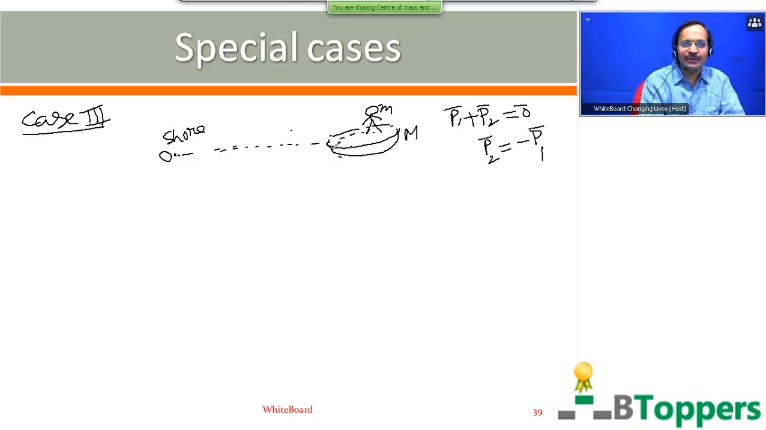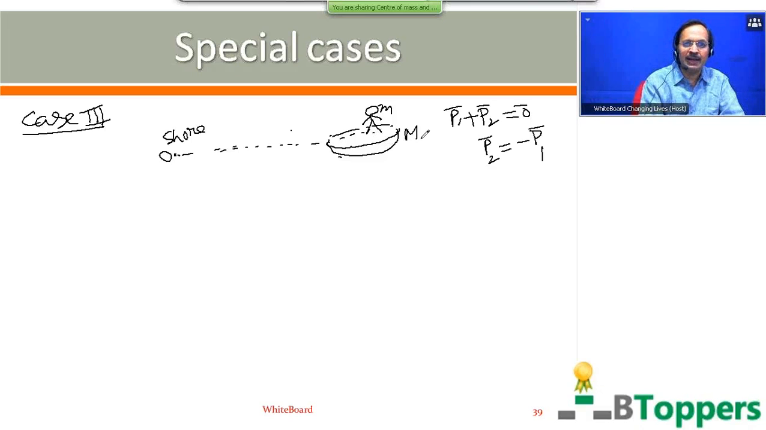So the man walks on the boat toward the shore. The boat will move in the opposite direction. The man stops on the boat, man stops relative to shore. The boat will also stop. I'm going to discuss how to calculate the distance moved by the boat in the backward direction away from the shore, when you are given the distance which the man walks on the boat relative to the boat.